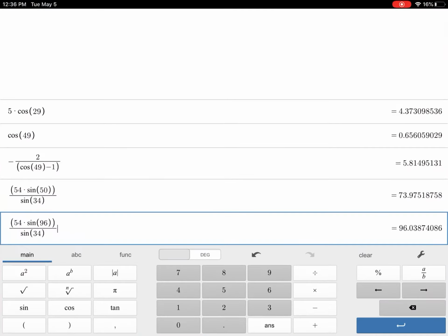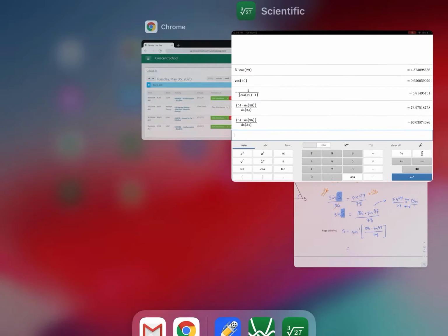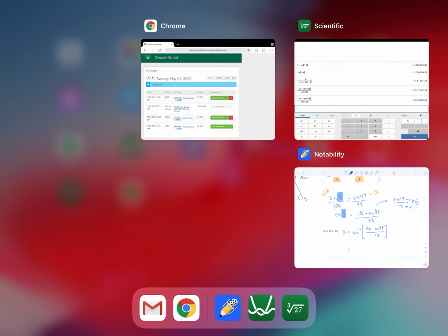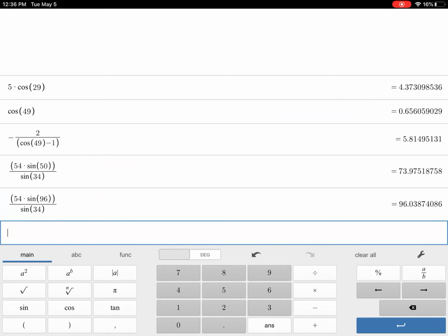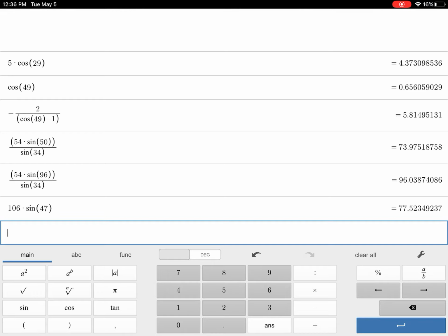So on my calculator, I'm going to do, our numerator was 106 times sine 47. So 106 times the sine of 47. I'm going to hit enter here because my calculator stores my most recent one in the answer key. So that is 77.523492237. Do not write that number out. That is a rounded number. Let your calculator store that answer.